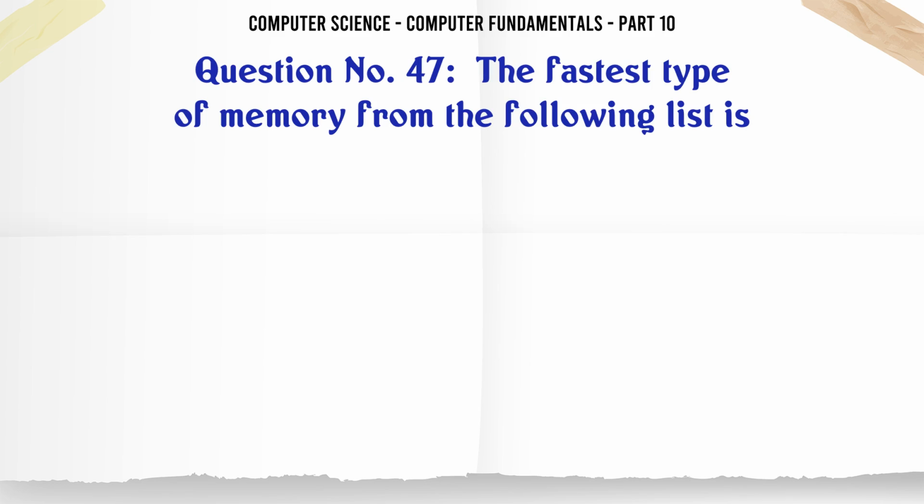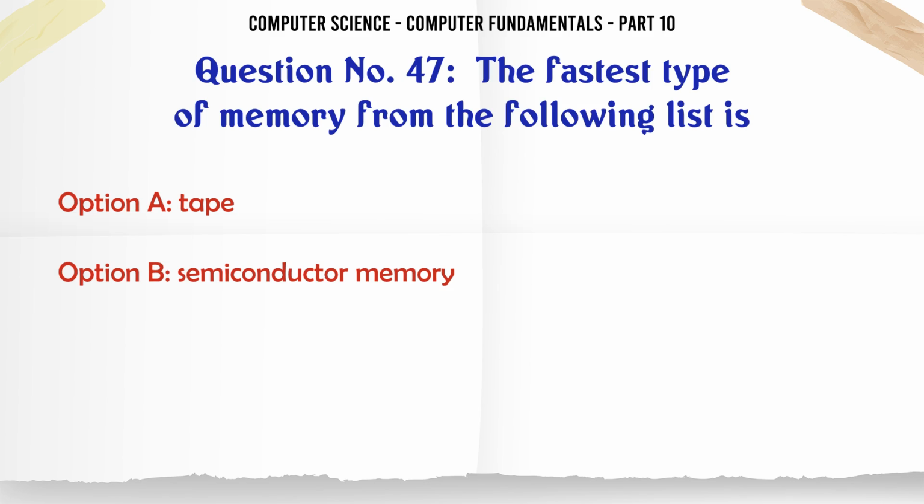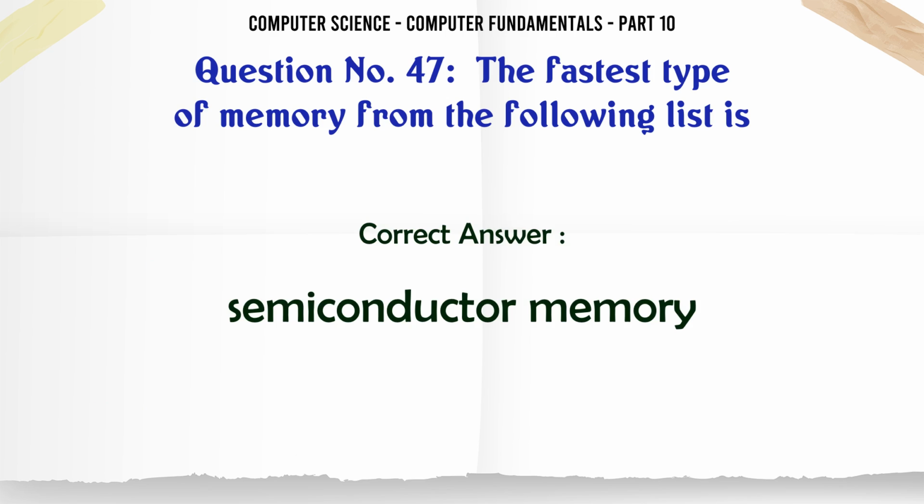The fastest type of memory from the following list is A. Tape. B. Semiconductor memory. C. Disk. D. Bubble memory. The correct answer is semiconductor memory.